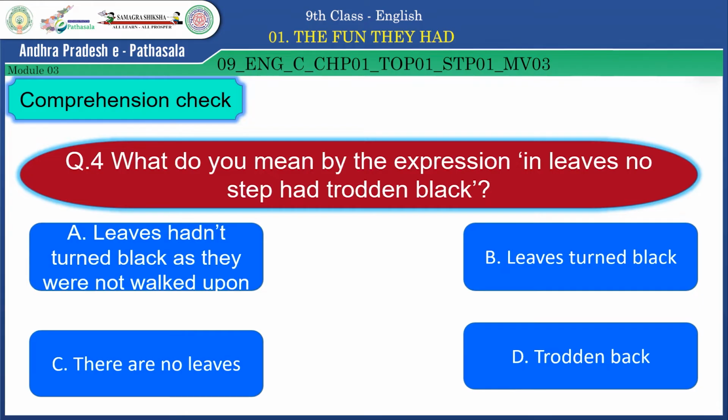Yes, you're right. The answer is A. Leaves hadn't turned black as they were not walked upon. Hooray! Let's go to the next stanza.